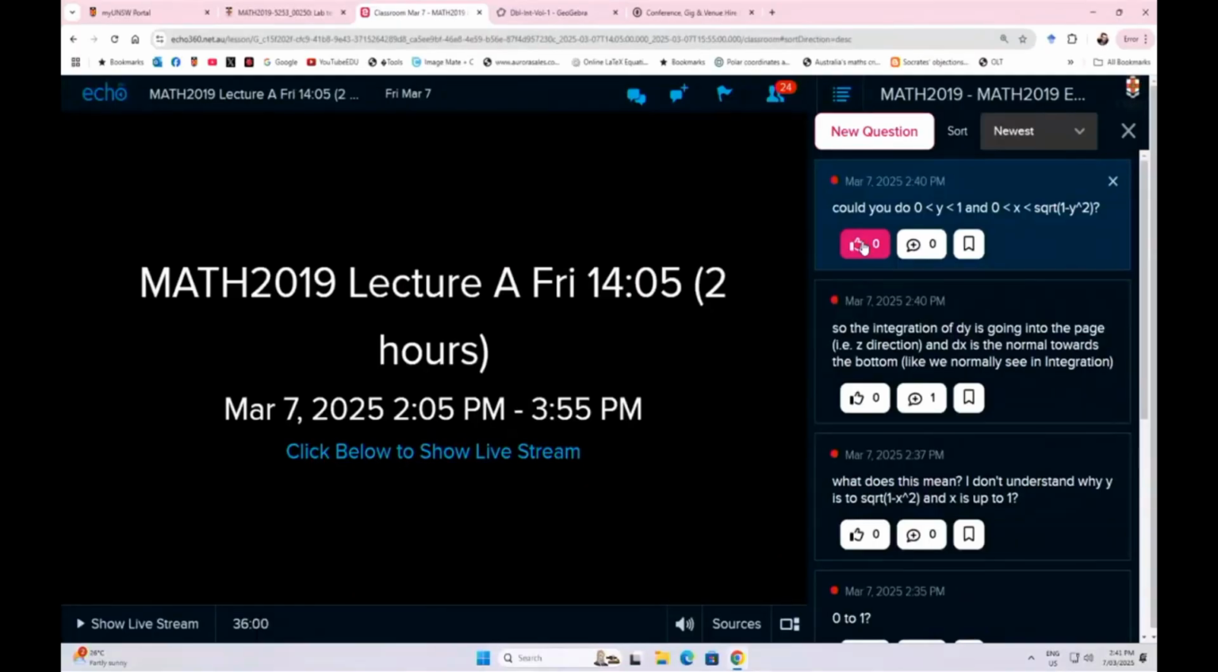Could you do y between 0 and 1 and that? Yes, you could. So there's at least two ways to make these descriptions. Instead of having vertical parallel lines, you'd have horizontal parallel lines, right? And then part of that curve. So this comes with practice, and it comes with doing a lot of problems.